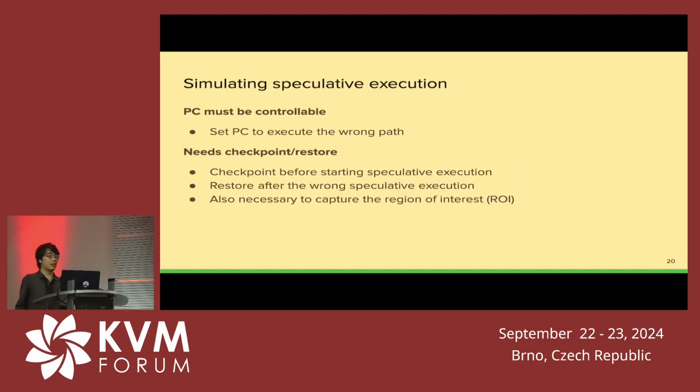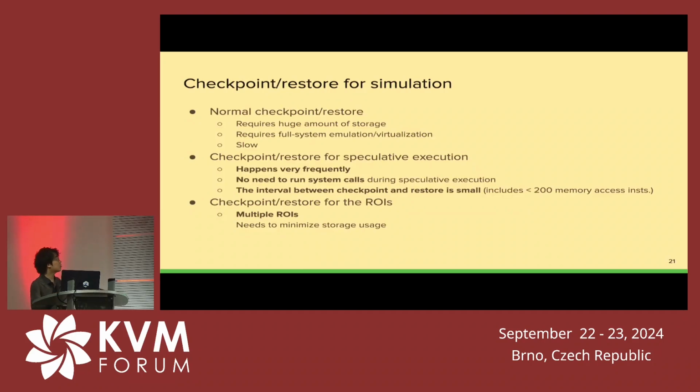And next, I talk about speculative execution. For speculative execution, we need to control the program counter to execute wrong paths. And it is also necessary to have checkpoint restore to restore the state after wrong execution. And this checkpoint restore is different from the usual checkpoint restore. Normal checkpoint restore dumps whole memory states, so it is very slow, but checkpoint restore for speculative execution needs to be really fast. But it captures very small intervals, so that also allows a more efficient implementation.